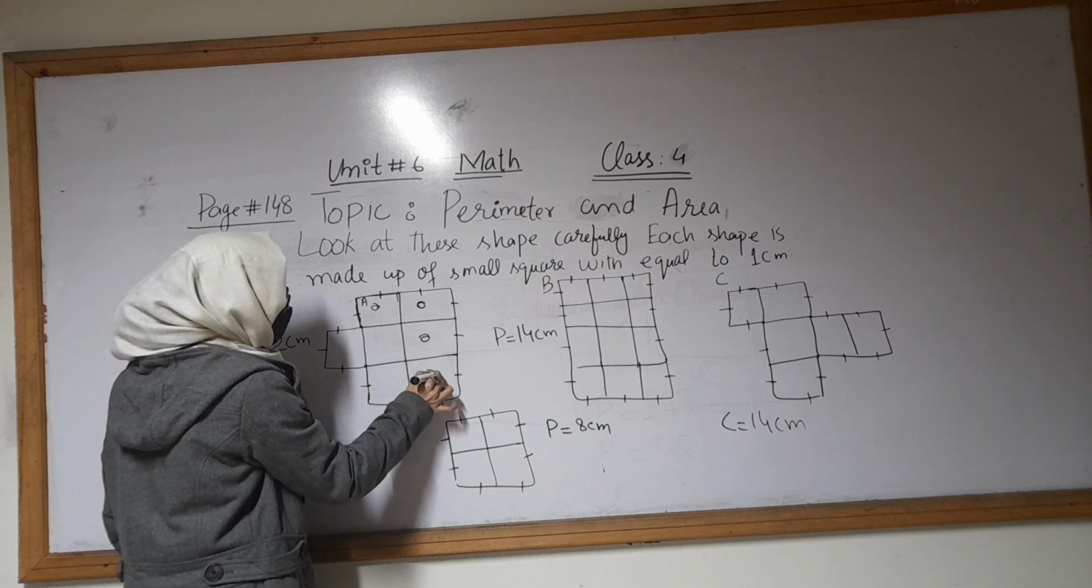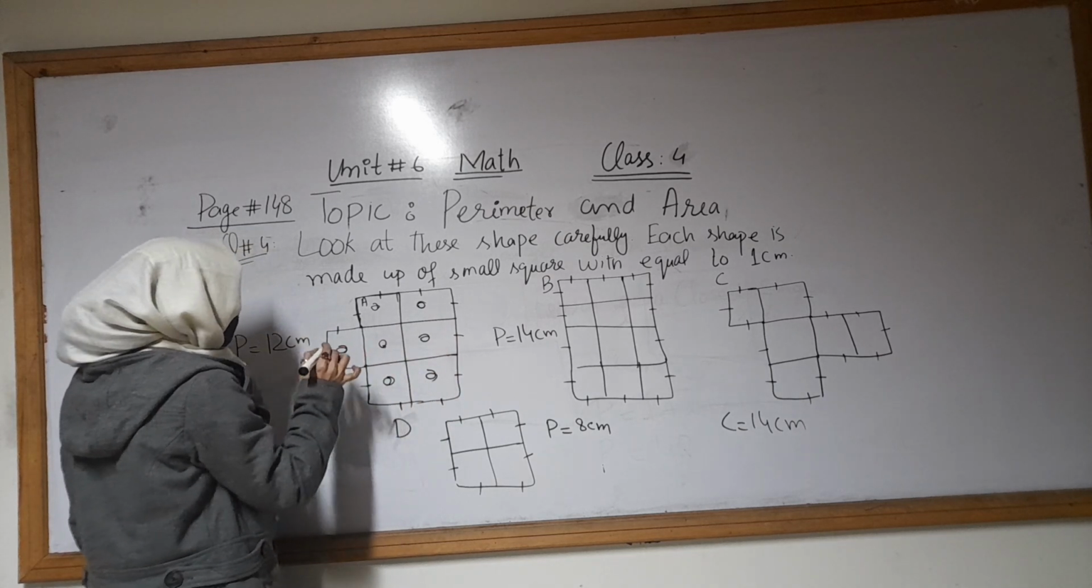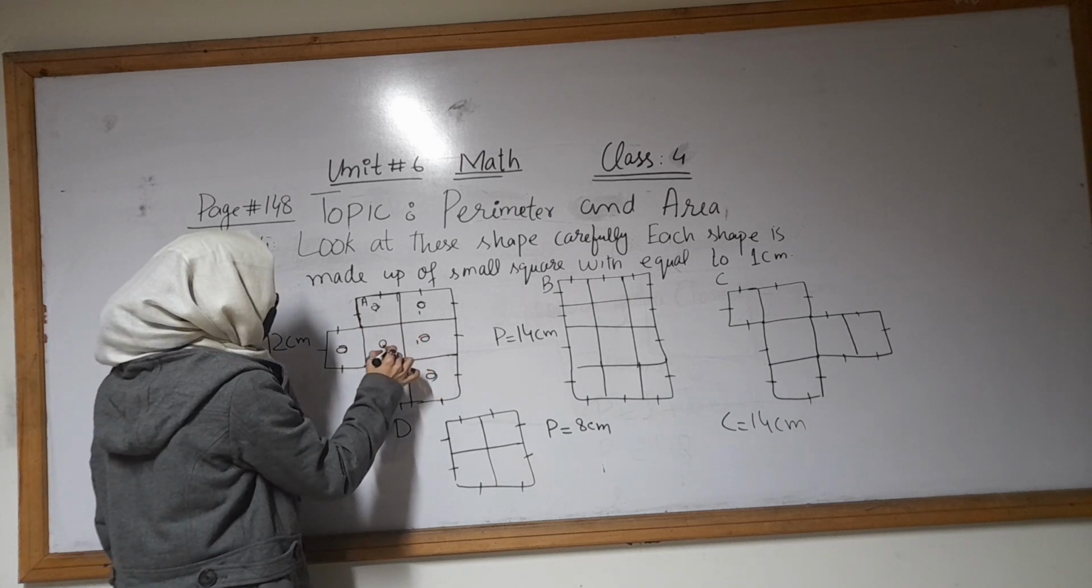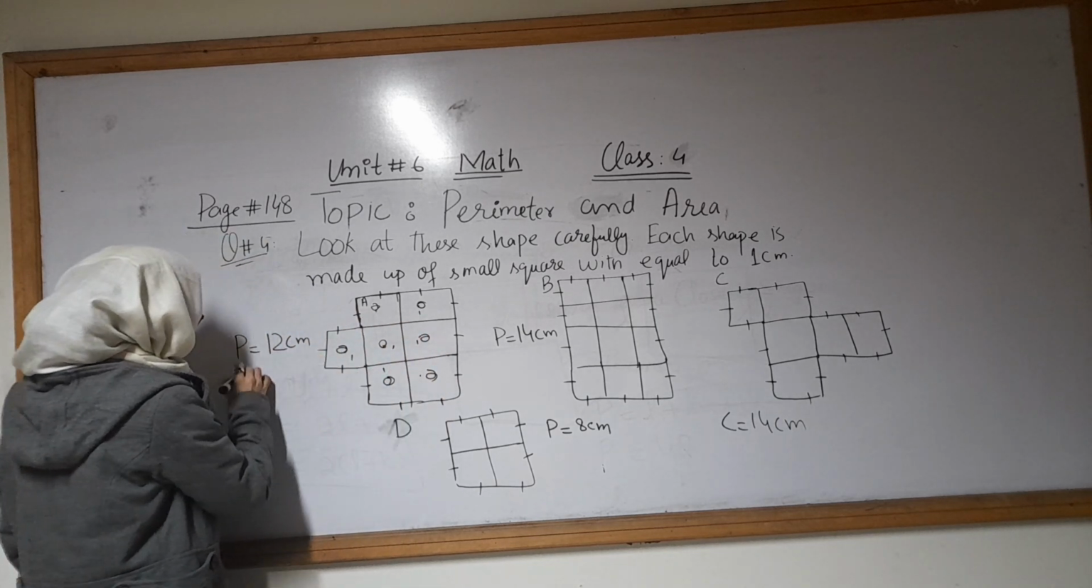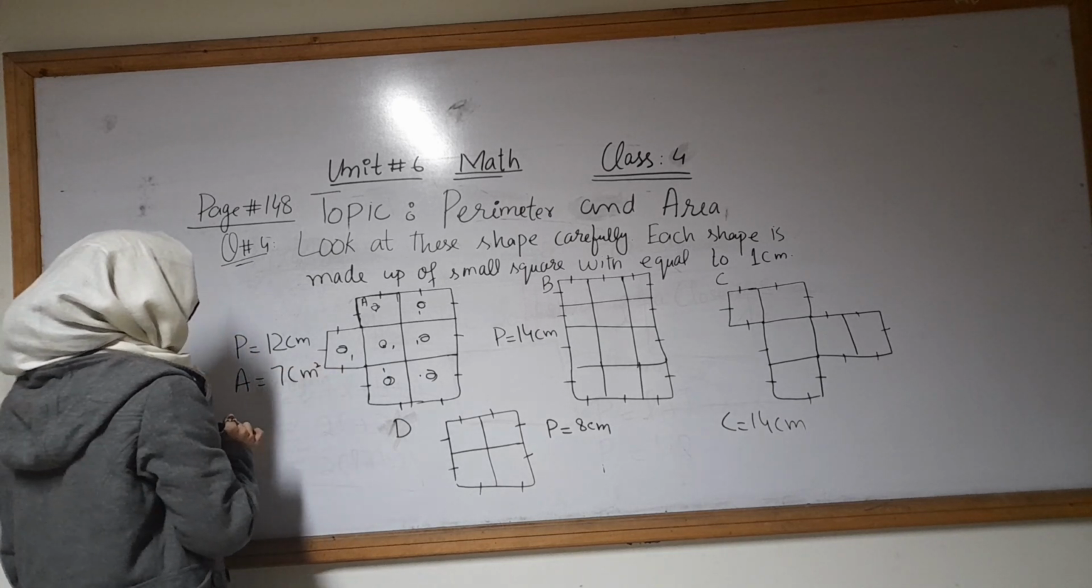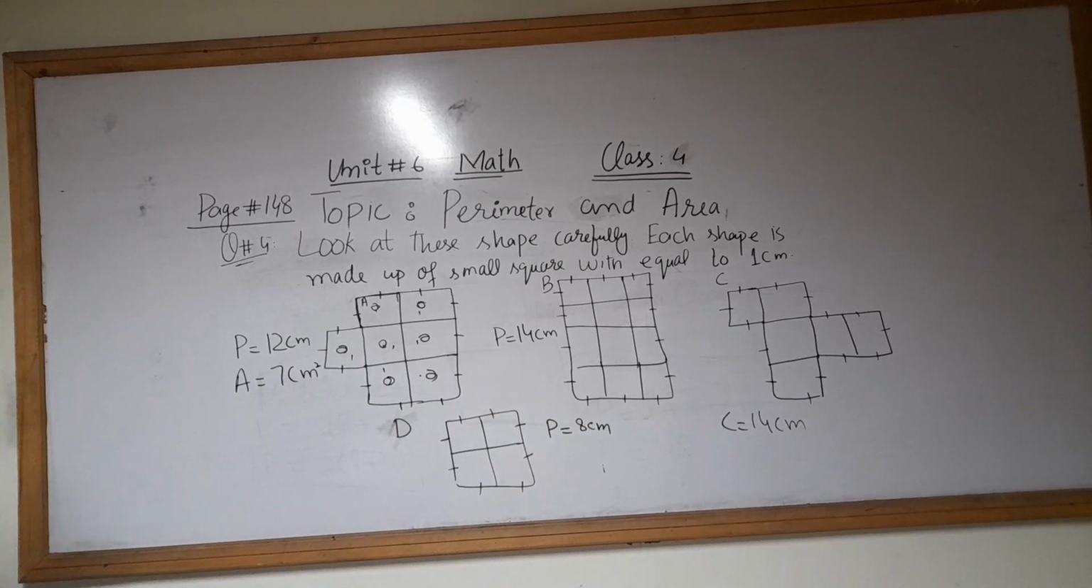This is the area of this square grid. So in this, area is 1, 2, 3, 4, 5, 6, 7. So area of this shape is 7 centimeter square. Area is always in square.